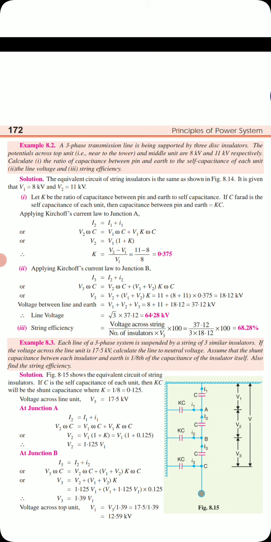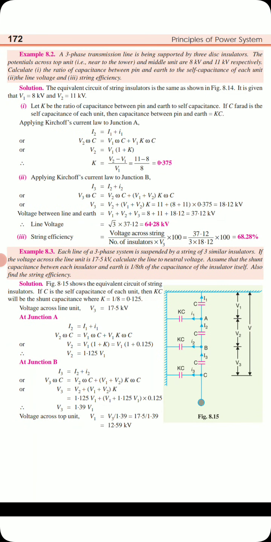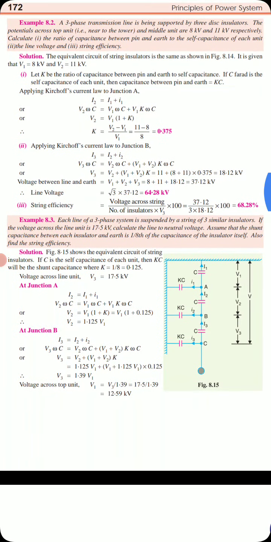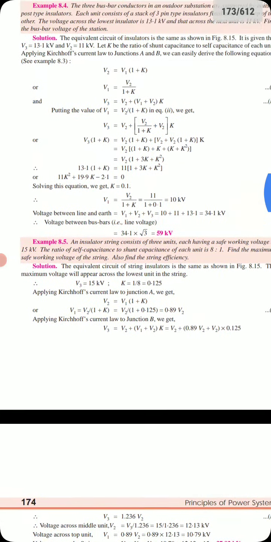So to find the line voltage, you multiply it by root 3. And for string efficiency, you can use the same formula. You will get 68.28% of the string efficiency. Yes, one more problem is there, 8.3. You can once again go through the first two problems, solve them on your own, and try to solve the 8.3 problem as well as the 8.4 and 8.5 problems.